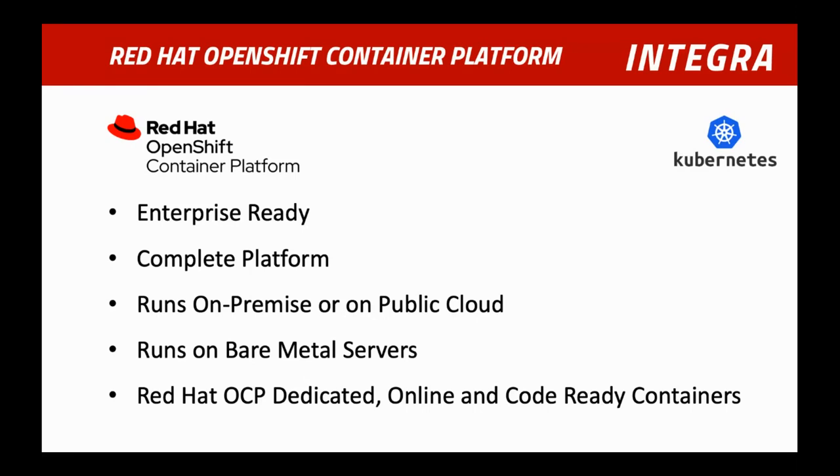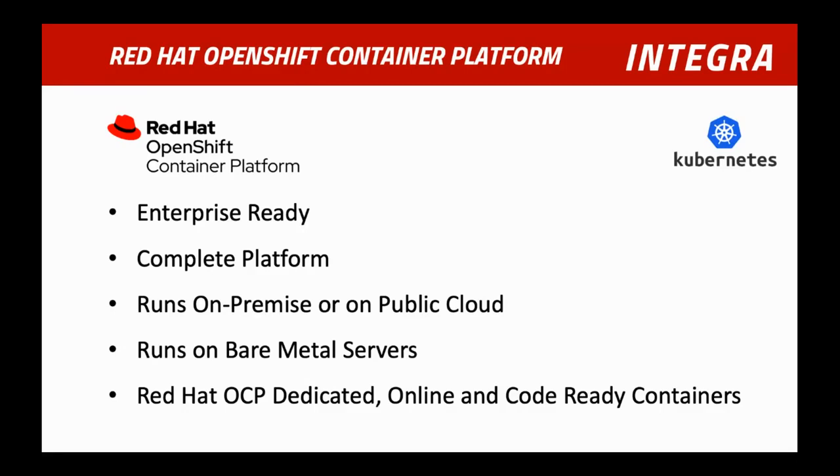The Red Hat OpenShift Container Platform can run on practically any public or private cloud. It can also run on bare metal servers, which means that you can run them inside your data centers. There are a couple of other offerings from Red Hat OpenShift.